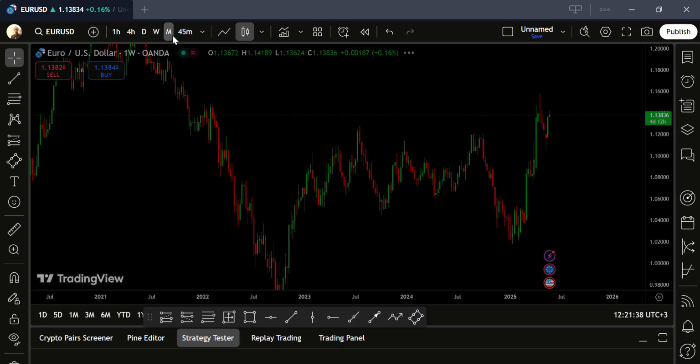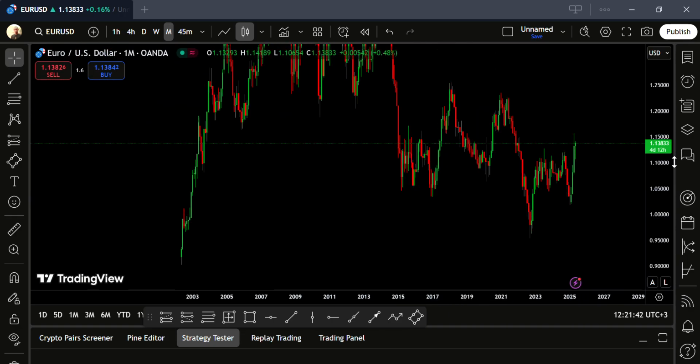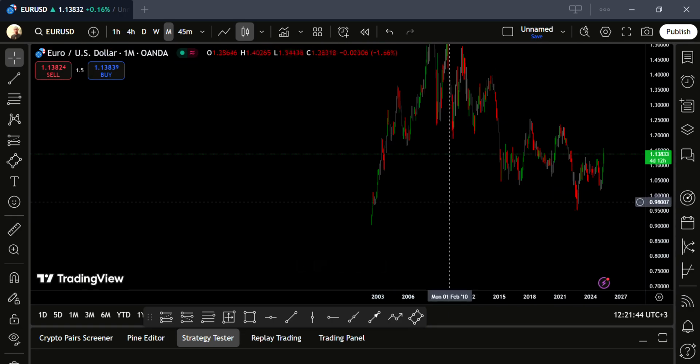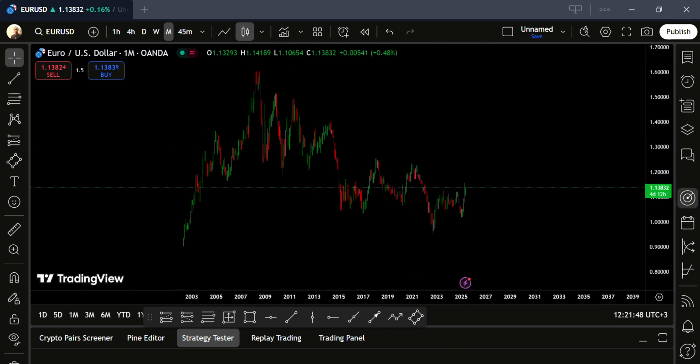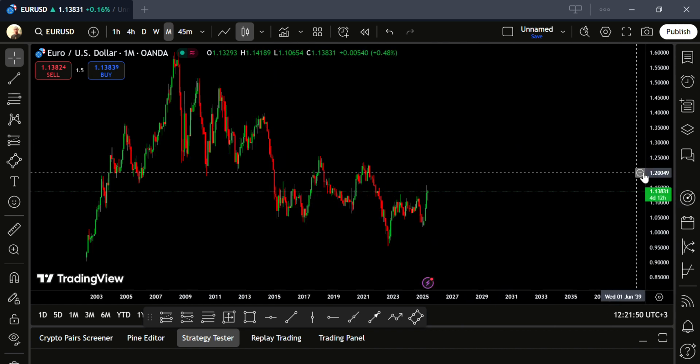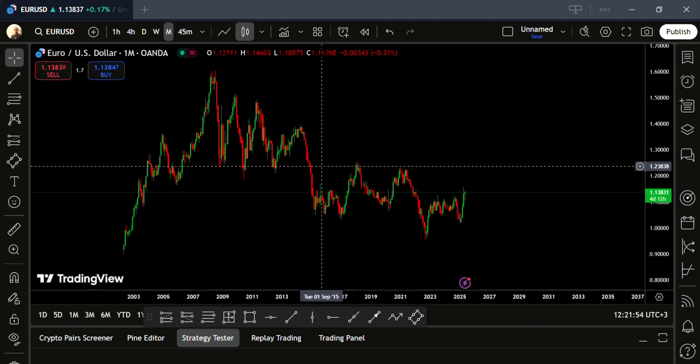So the pair you're seeing is the EUR/USD, and this is the monthly time frame. EUR/USD monthly time frame. The broker or the chart provider is OANDA here. So now, first things first, when you're going to draw your support and resistances, you need to draw support and resistance from the high time frame.